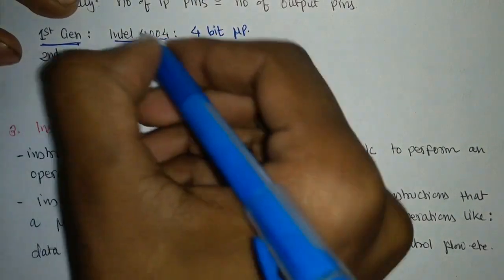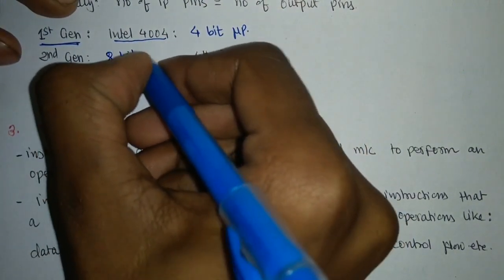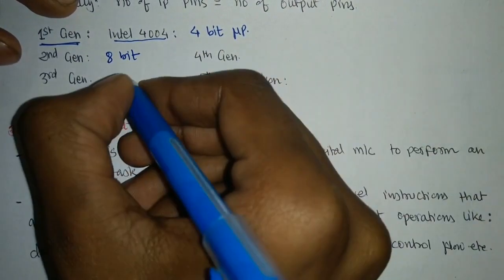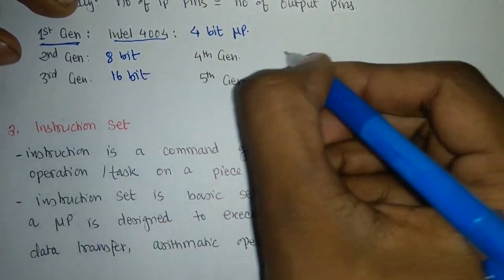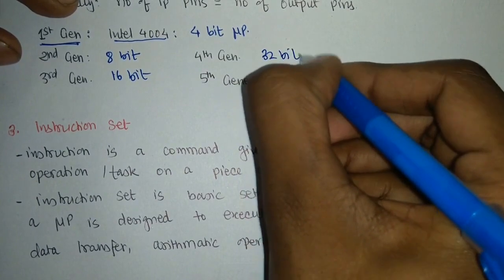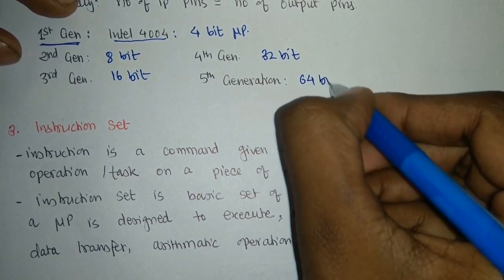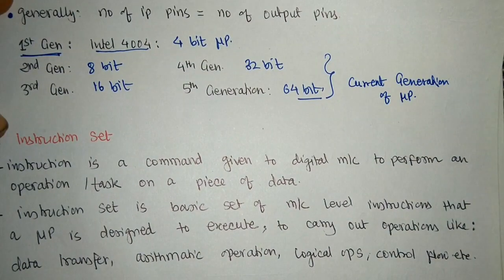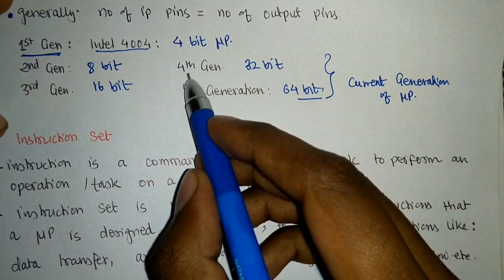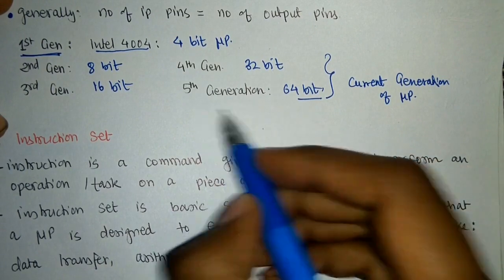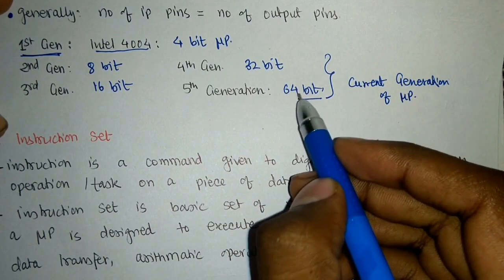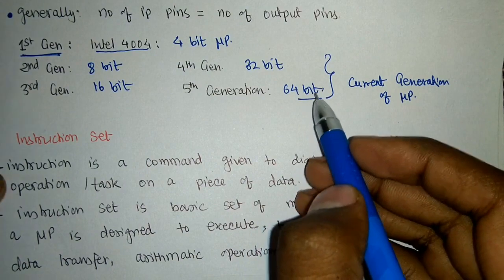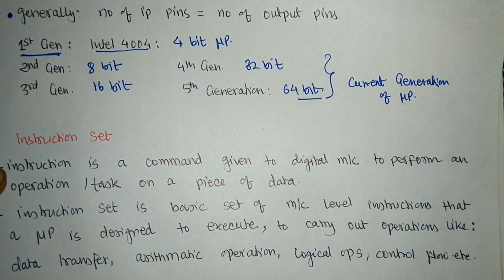So the second generation is about 8-bit, the third generation is about 16 bits, the fourth generation naturally about 32-bit, and the fifth generation is about 64 bits. So our current systems are about 32 bits and 64 bits. That can be asked in objective questions, such as what is the number of bits in the fourth or fifth generation microprocessor, or what is the bit size that we currently have in our microprocessor. Currently we have 32 bits and 64 bits.